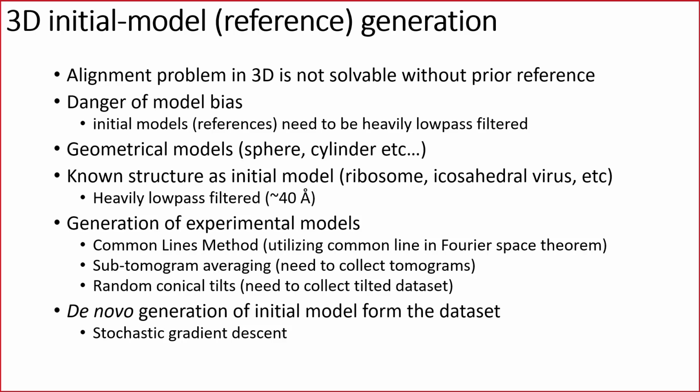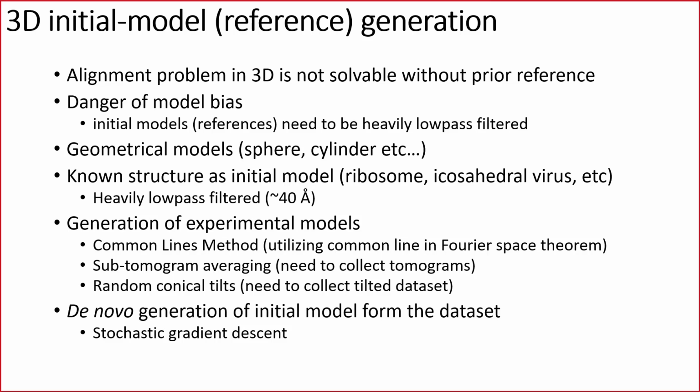That means that you can take a general ribosome map, low pass filter it to, for example, 40 angstrom, where you can barely see just the overall shape of the large and the small subunit, but it serves very well as an initial model for the refinement process or the classification processes. That's the same, for example, for the icosahedral viruses and other known models.